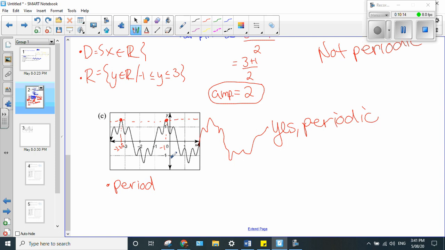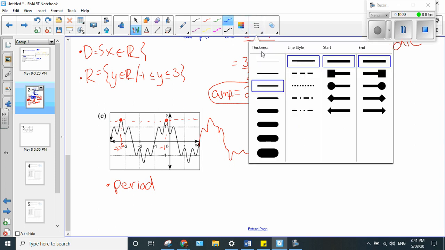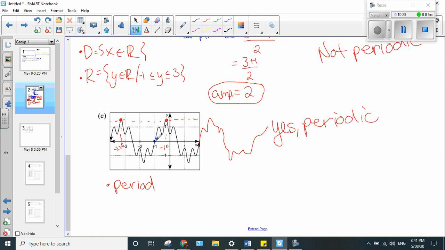But let's see if we can find one that lies on whole numbers. We could choose different start and end points so that we have whole numbers. For example, if we chose -1 and -4, okay? That gives us the same period, but they're easier numbers to work with. So when we do the period, we subtract the two points we've chosen, so we do -1 minus -4. Those become a plus. So we have -1 plus 4, which gives us a period of 3.